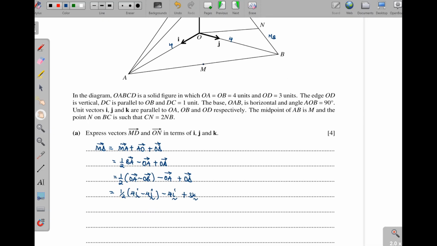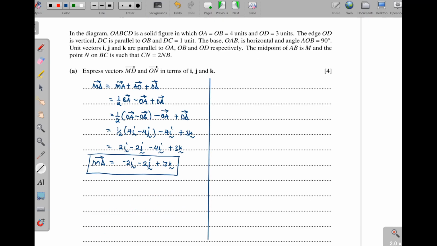Now, we simplify this. This one will give us 2i, then minus 2j, then minus 4i, then plus 3k. And then our MD is now going to be 2 minus 4, that's a negative 2. So negative 2i minus 2j, then plus 3k. And that is that. Then we go to the next one, how to find this ON, O to N.